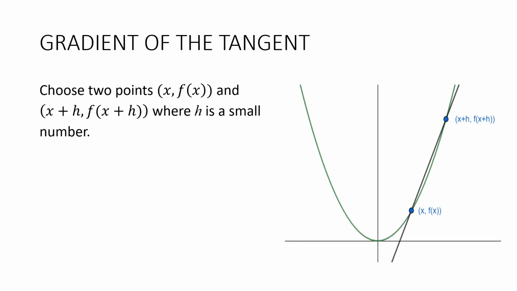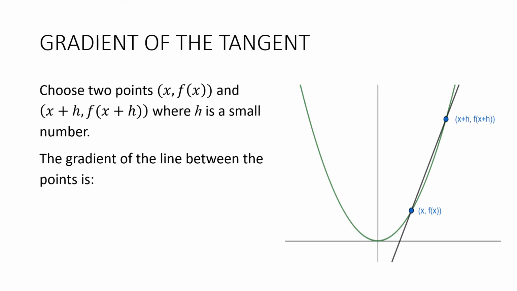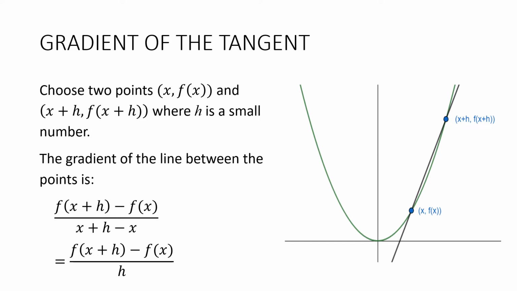So let's see if we're right. We're going to choose 2 points. We have got x, f of x, and then we've got x plus h and f of x plus h. And h is a small number. The gradient of the line between these 2 points is going to be the difference in the y values. So f of x plus h take away f of x, all over the difference in the x values, which is x plus h take away x. And I can tidy up this denominator, and I end up with this. This is actually called the difference quotient.